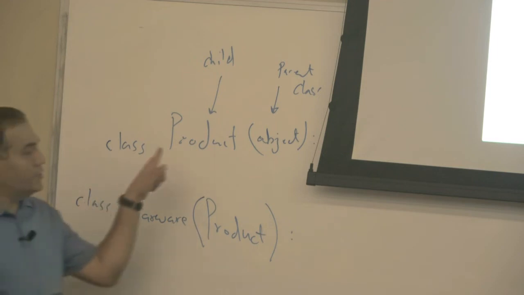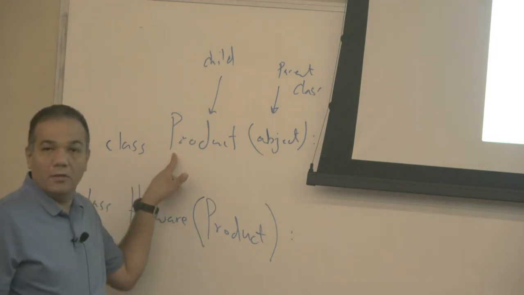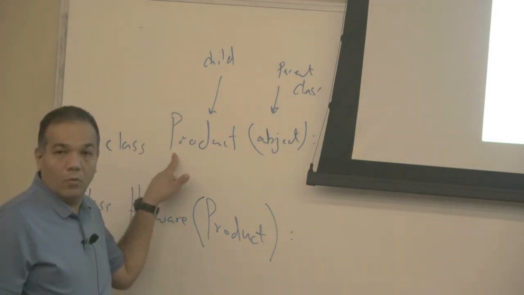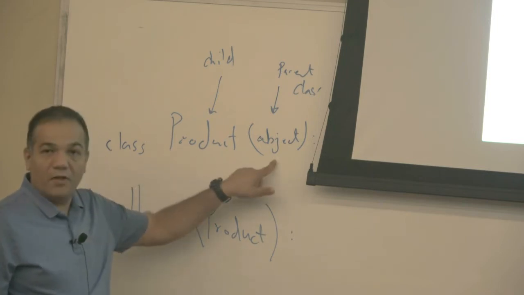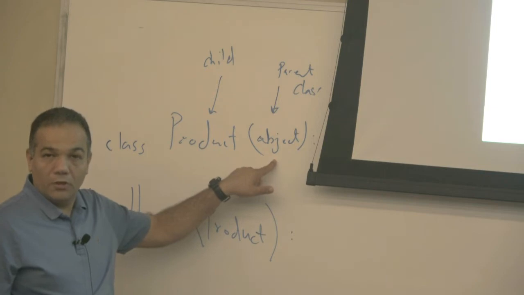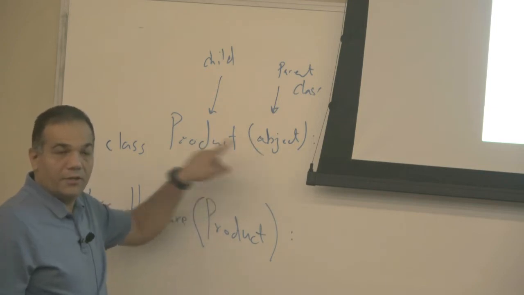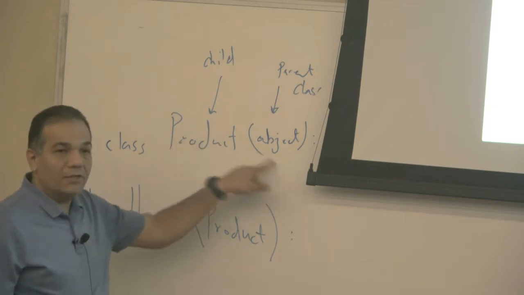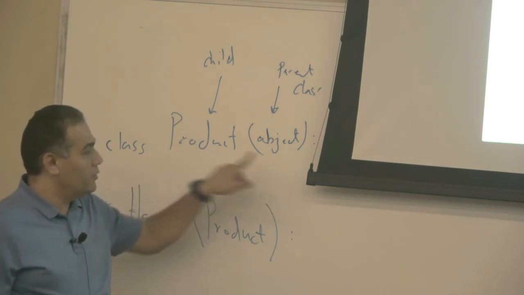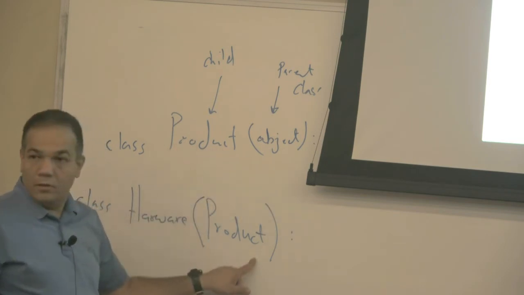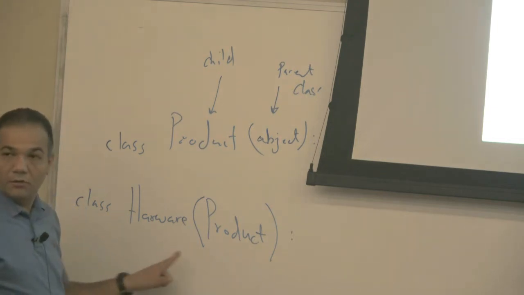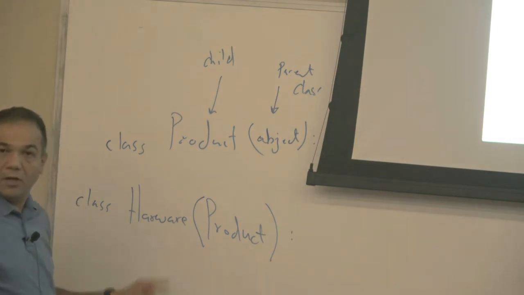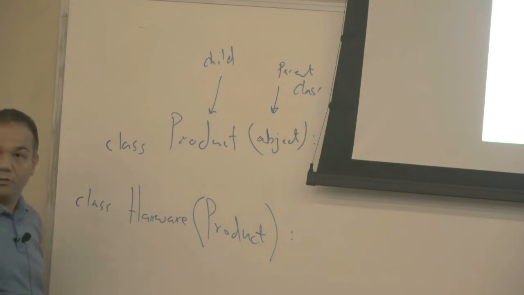In here, what is the main class? Product. What's the child class? Hardware. What is the father class? Object. The main class, the subclass. The basic class, the subclass. The parent, the child. Call it whatever you want, all right?